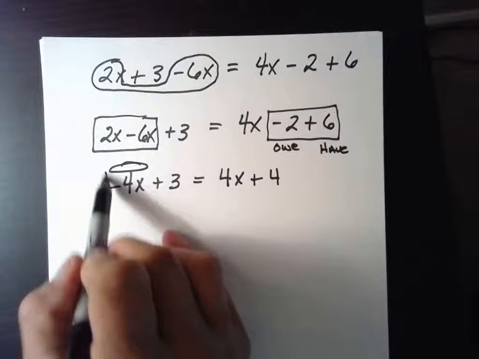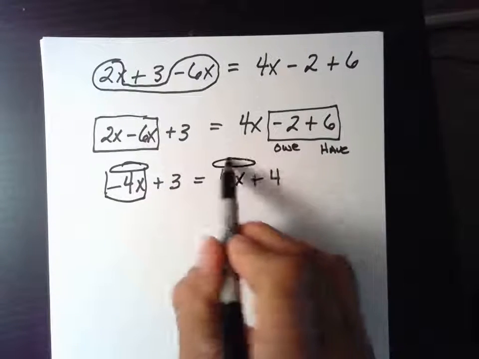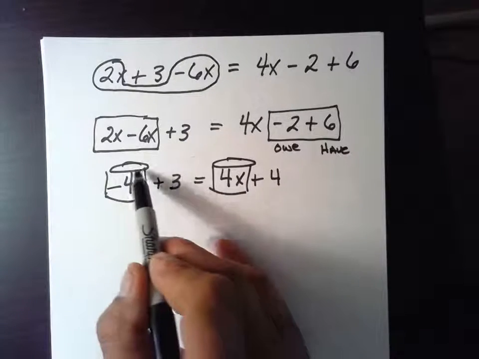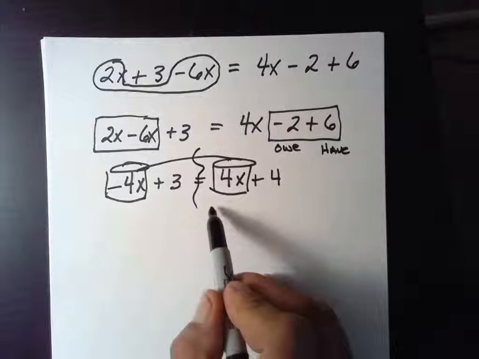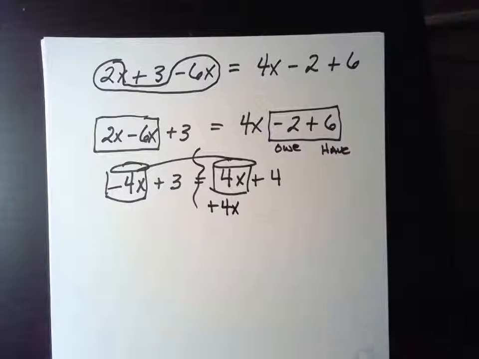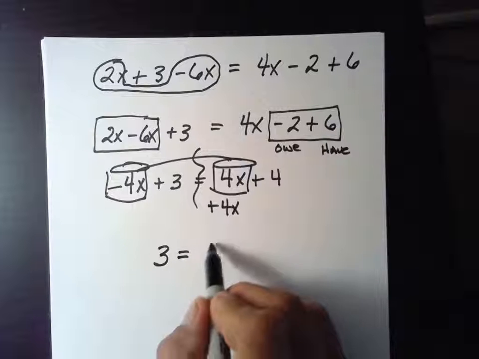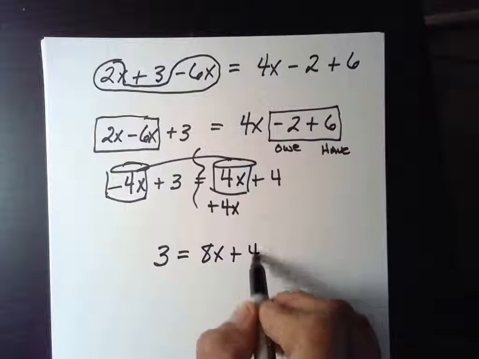All right, at this point, find the smallest bucket. Which one's smaller? The negative 4x. So you take it across the river, and it becomes a positive 4x. And we have 3 is equal to 8x plus 4.